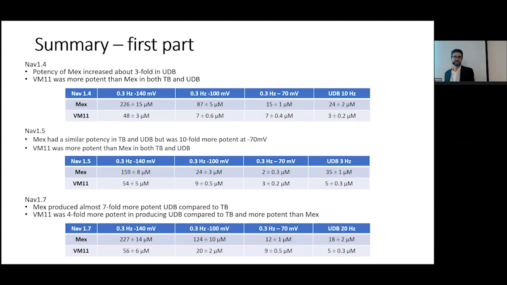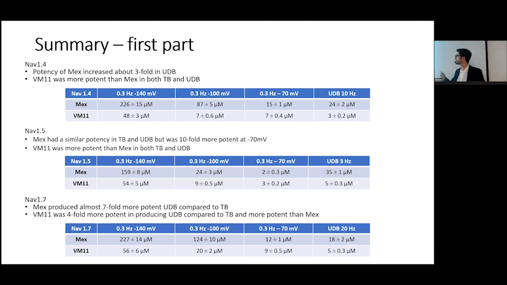So just to sum up this first part, as for NaV1.4 results, the potency of mexiletine increased about threefold in use-dependent block, and WM11 was more potent than mexiletine in both tonic and use-dependent blocks. As for NaV1.5, we see that mexiletine had a similar potency in tonic and use-dependent block, but was tenfold more potent at -70 millivolts. And WM11 was more potent than mexiletine in both tonic and use-dependent block.